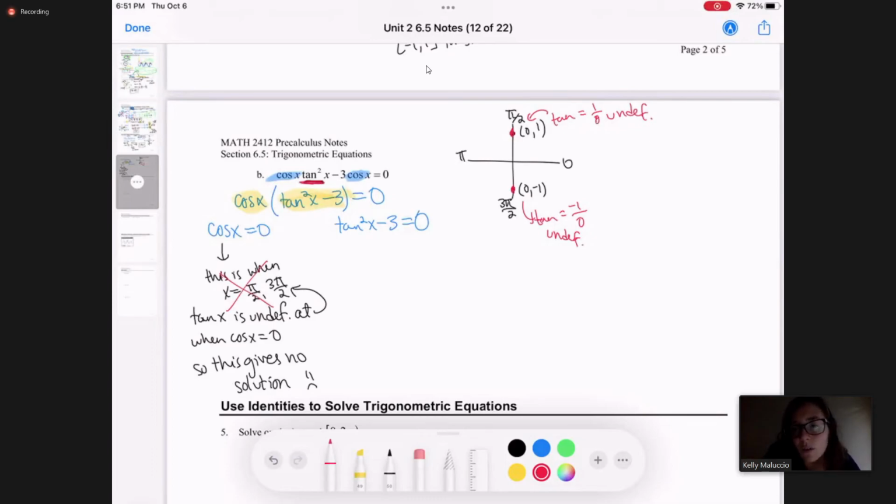It's kind of like if you have a square root in an equation and you get a negative answer and you have square root of x somewhere. Well, this isn't going to work, right? You can't have that.